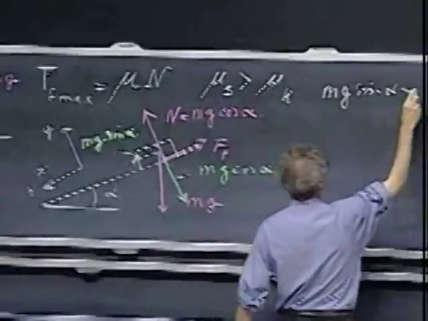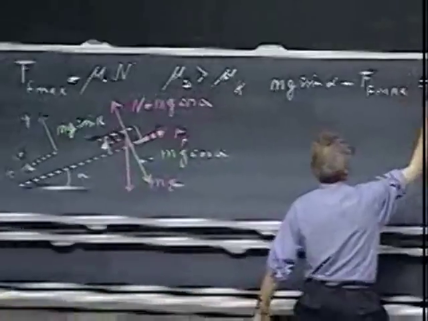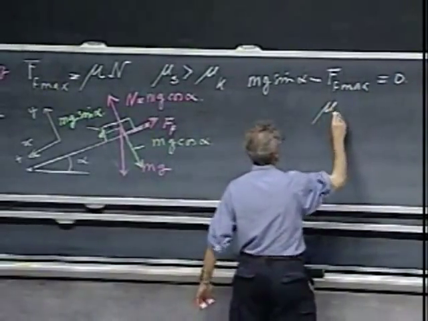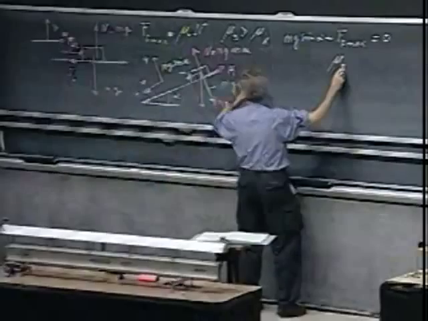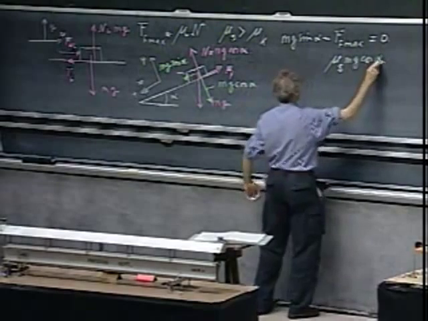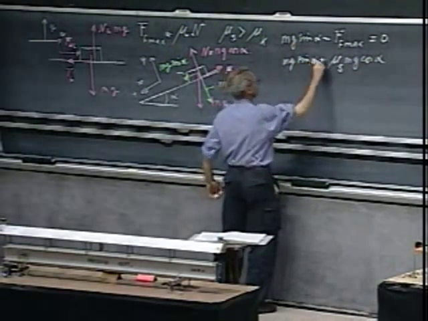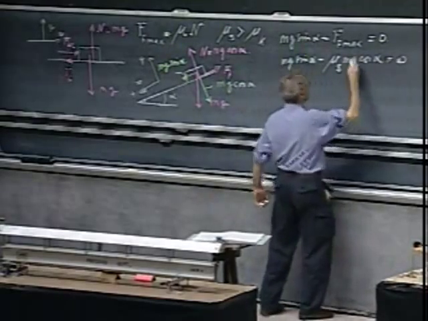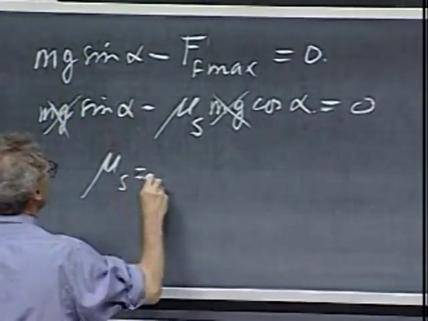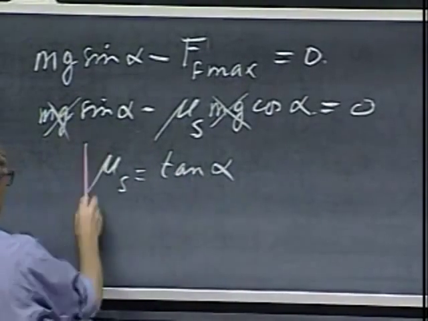sine alpha minus F_f maximum at this point is 0. And this one is mu static times n, which is mg cosine alpha. This one is mg sine alpha. This equals 0. I lose my mg, and you see that mu of s equals the tangent of alpha. It's that easy to measure.